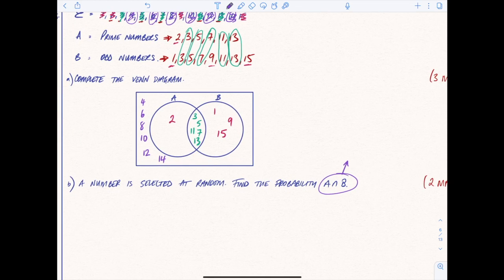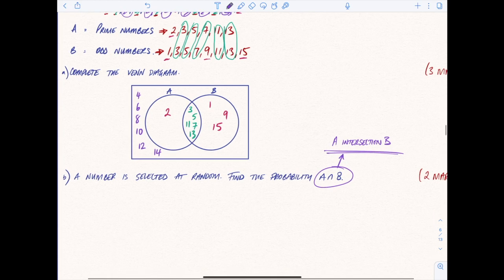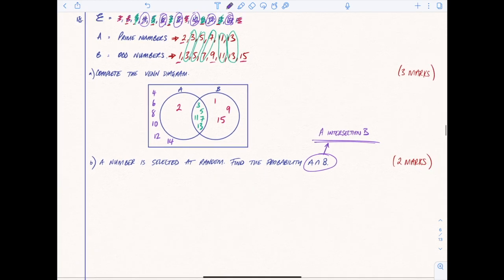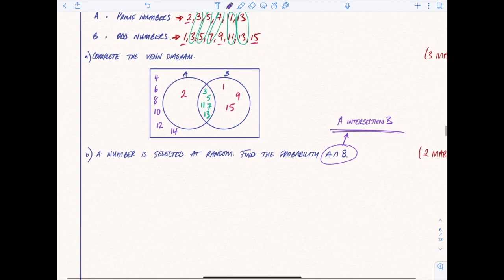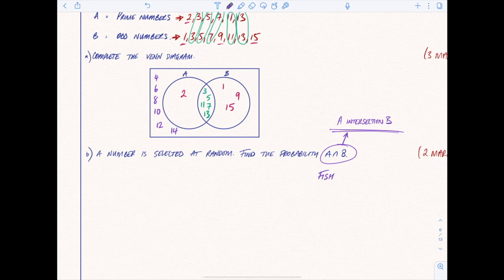This means A intersection B. If you need a little bit more revision on Venn diagrams, I've done a video on that, so check the video description and click on the link for that. So A and B, the way I'd like to think of this is like fish and chips. If you have fish and chips, you're having both, which means it's that middle section there.